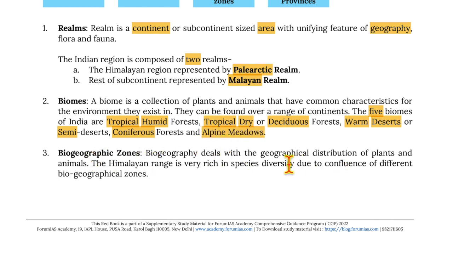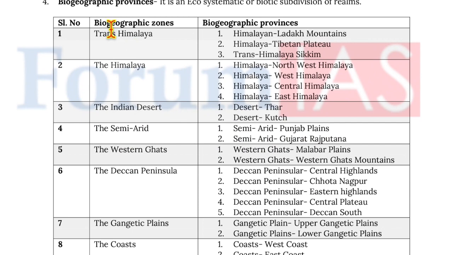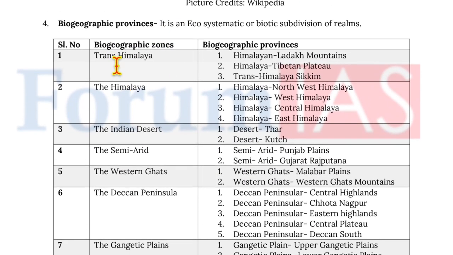Now, biogeographic zones. Biogeography deals with the geographical distribution of plants and animals. The Himalayan range is very rich in species diversity due to the confluence of different biogeographical zones. Moving on to the different biogeographical zones, there is the Trans-Himalayan zone. It would include the Himalayan Ladakh Mountains, Himalayan Tibetan Plateau, and Trans-Himalayan Sikkim region. These will be included in the Trans-Himalayan zone.